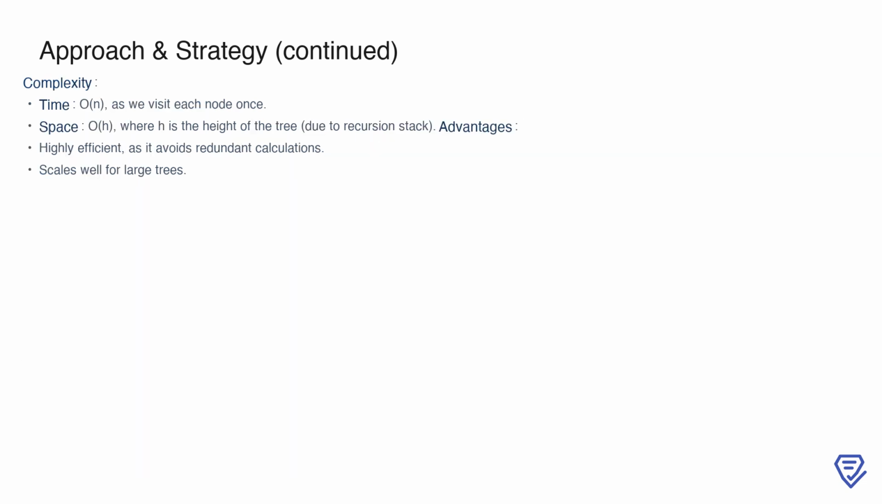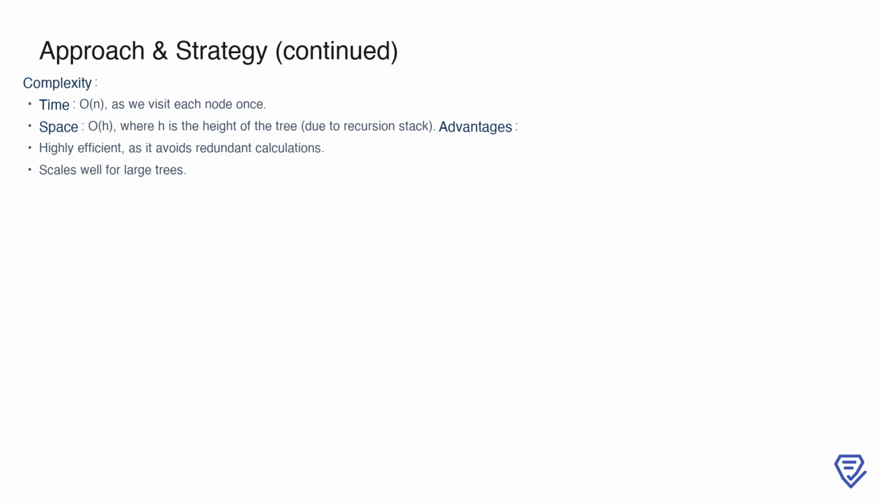The optimized approach is highly efficient in terms of complexity. With a time complexity of O(n), we only visit each node once during the DFS traversal. The space complexity is O(h), where h is the height of the tree, due to the recursion stack used during the traversal. This method has several advantages.